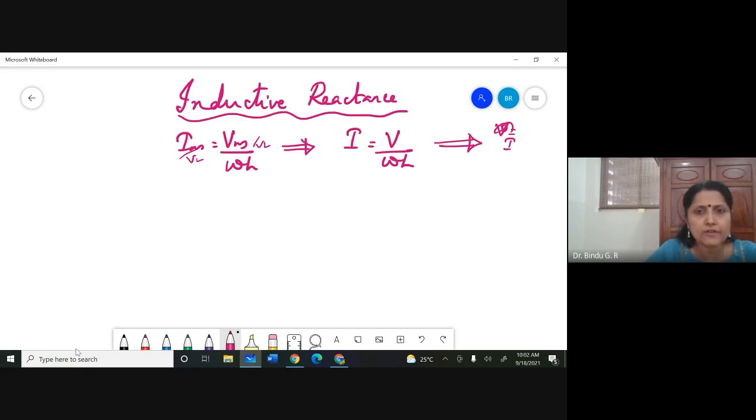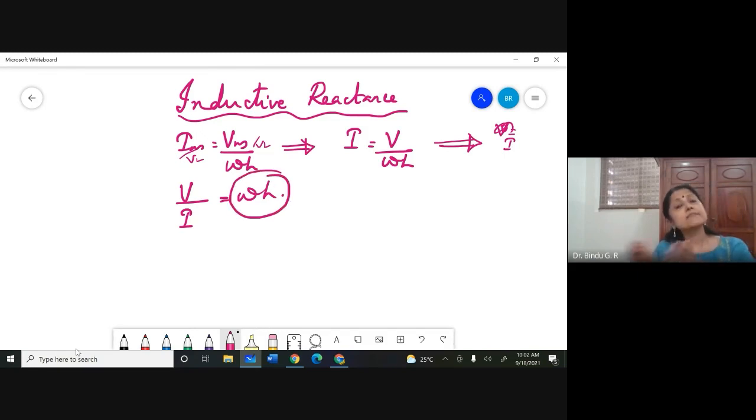Now, if I bring it here, V by I is equal to omega L. Clearly, don't you see a similarity with our Ohm's law, V by I is equal to R? Similarly, here I have omega L coming in.